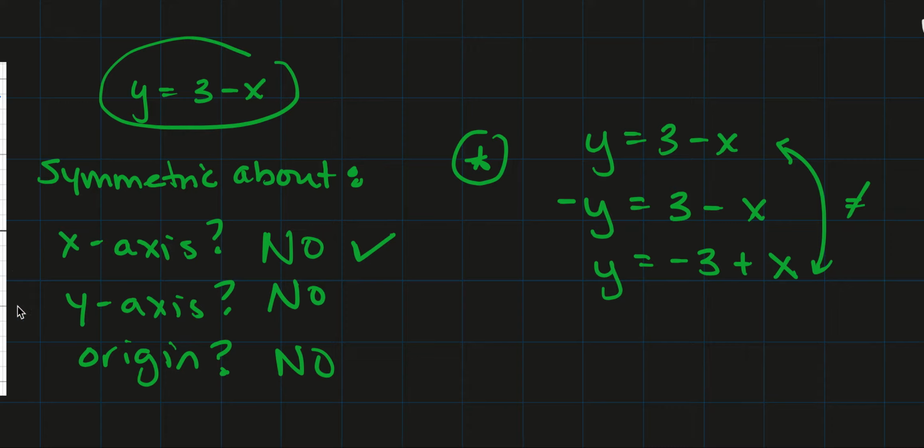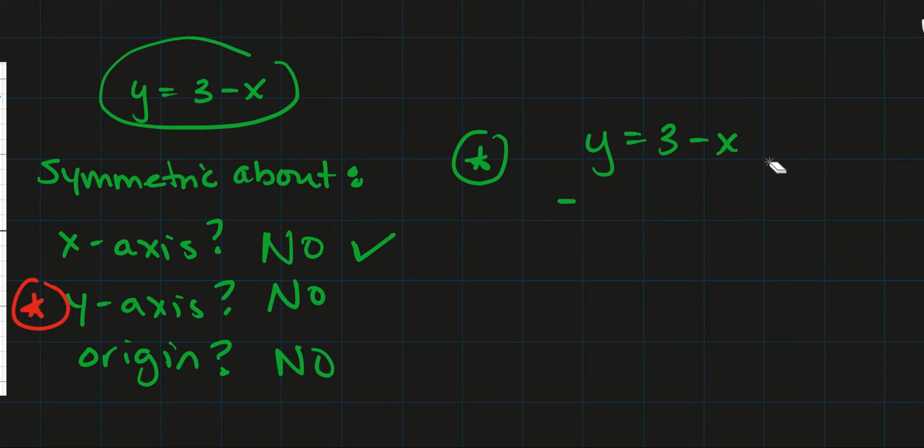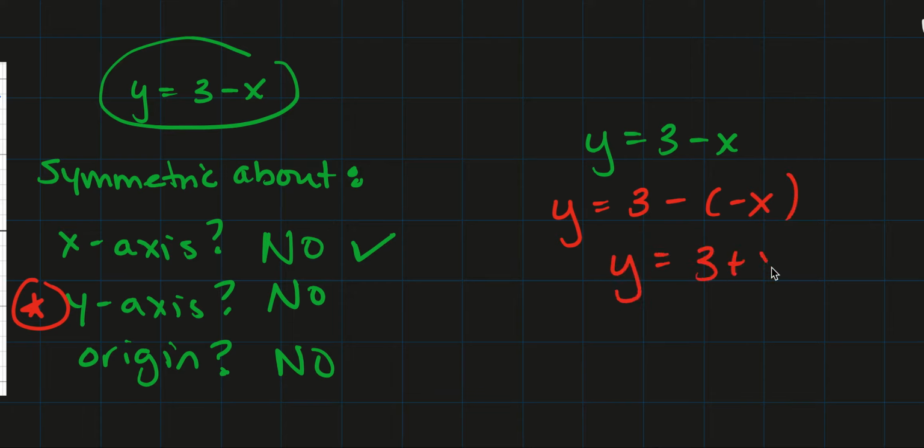Let's try this one, symmetric about the y-axis. What we need to do is plug in negative x for x. So you can see y is equal to 3 minus a negative x becomes y is equal to 3 plus x, which is not the original equation. Instead of a negative x, I have a plus x. So it's not symmetric about the y-axis.